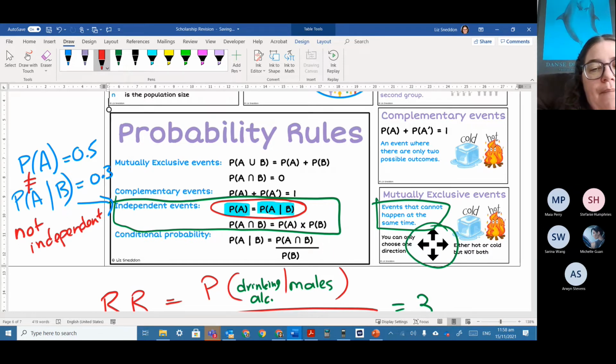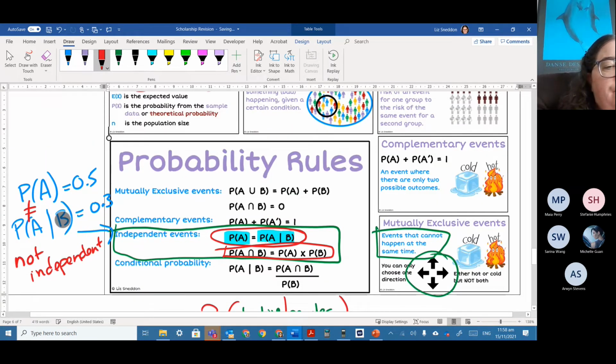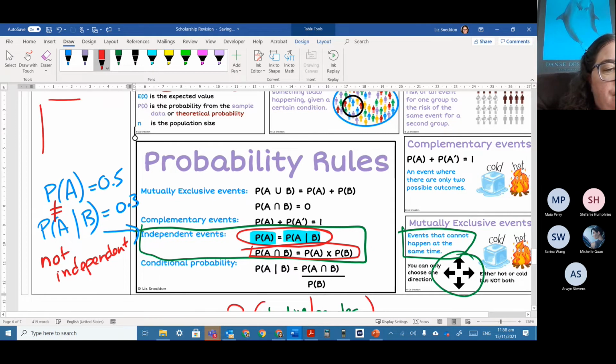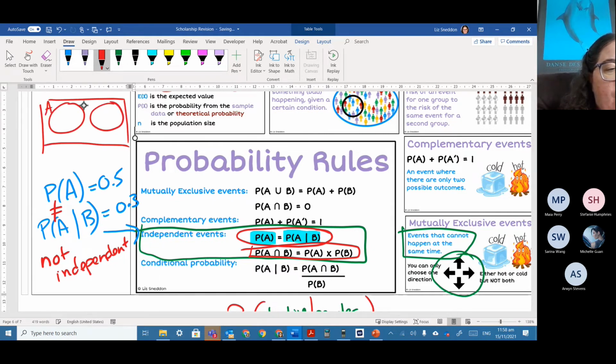Okay. And if I think about the second rule that is listed there, that talks about the intersection. If I draw a little Venn diagram, probability of A and probability of B, as long as there is no overlap between them, then they are independent events. Having pizza is independent of whether I have a cup of tea. There is no overlap between those probabilities.